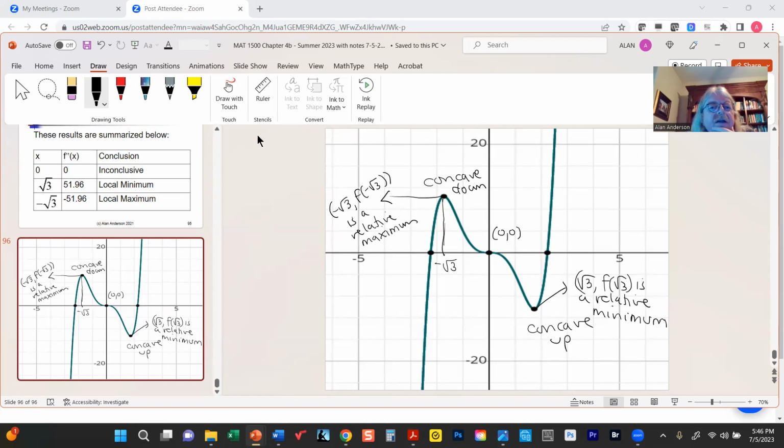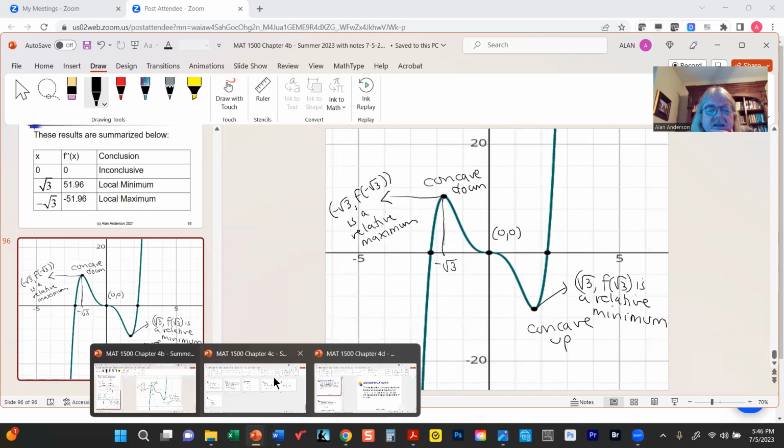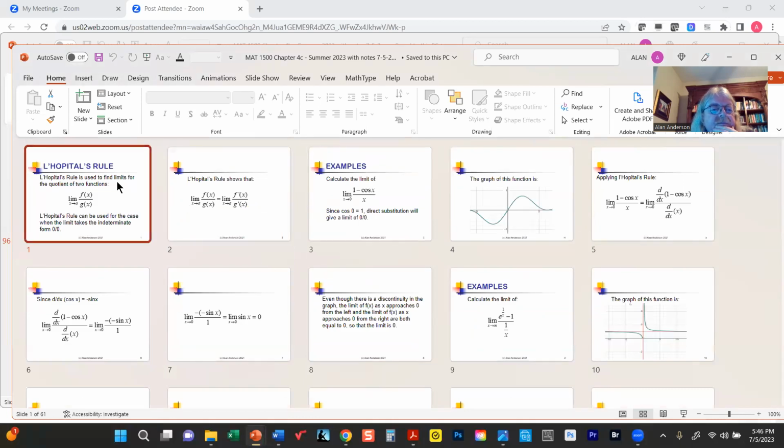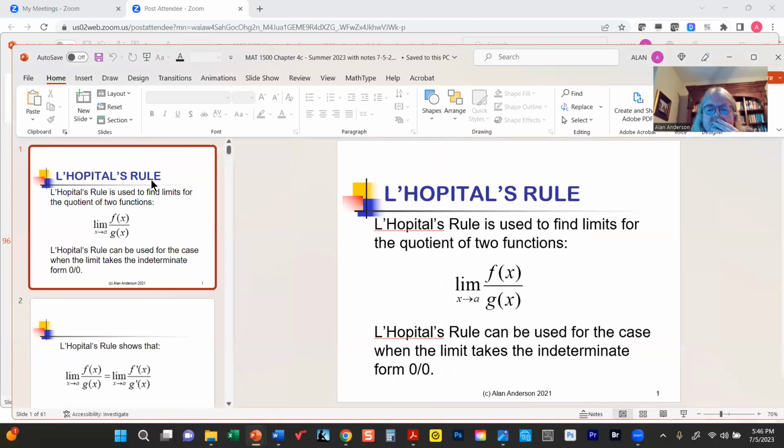All right, so that was section 4B. What we're going to do now is move into C. And we're going to be introduced to something really interesting, something called L'Hopital's rule. And what this does is it enables us to take limits for rational functions, in other words, the ratio of 2 functions, where direct substitution of that a gives us 0 over 0. That's known as the indeterminate case.